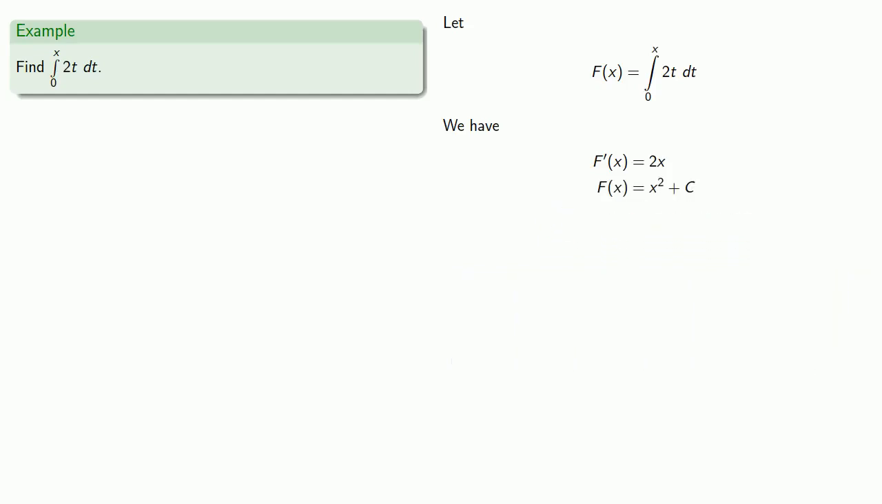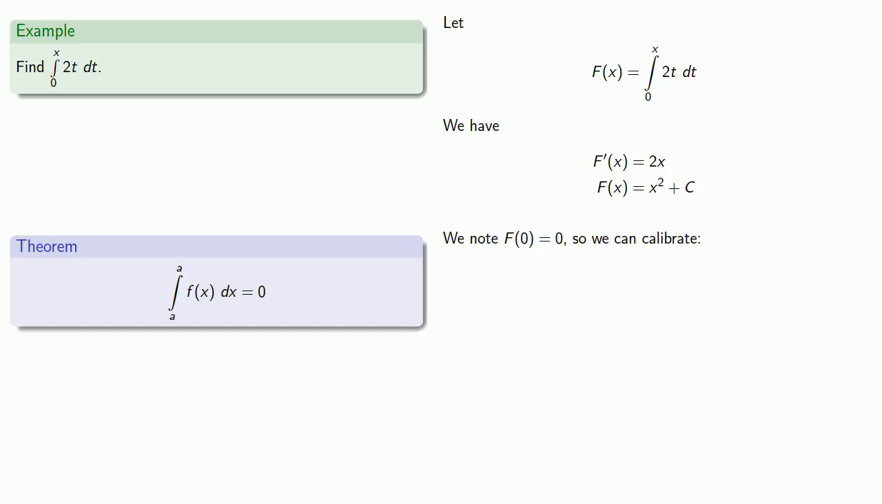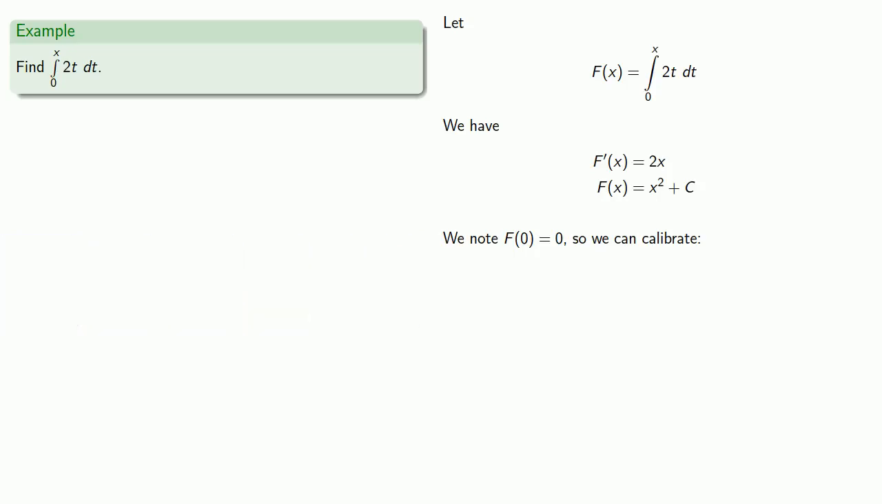What's c? In order to find c, we need to calibrate our function. Well, we're in luck because capital F of 0 is going to be 0. And that's because capital F of 0 is going to be the integral from 0 to 0 of something. And our theorem says that if our beginning and ending points are the same, the definite integral is 0. And so we can evaluate capital F of 0 and find c, and we find that c is equal to 0. So that gives us our definite integral is equal to x squared.